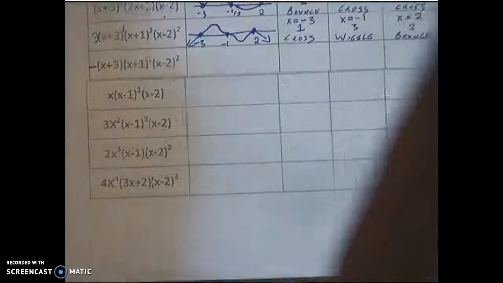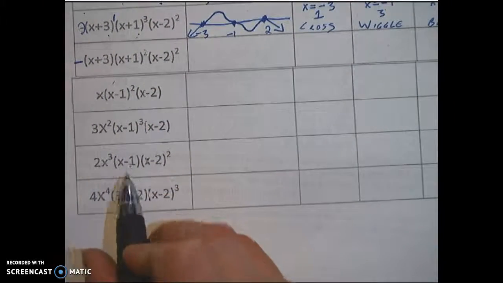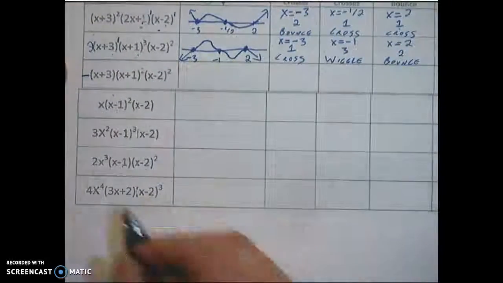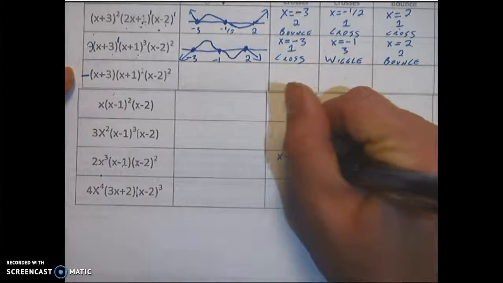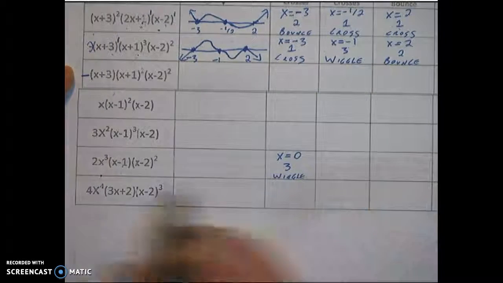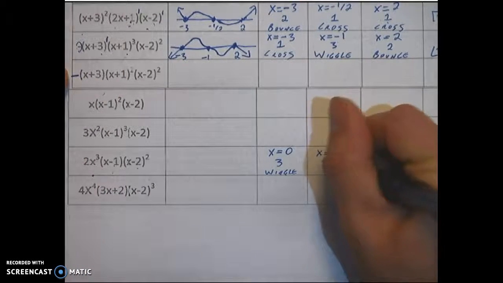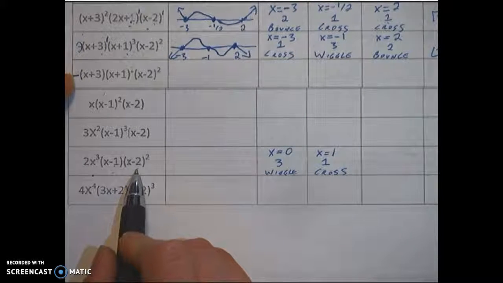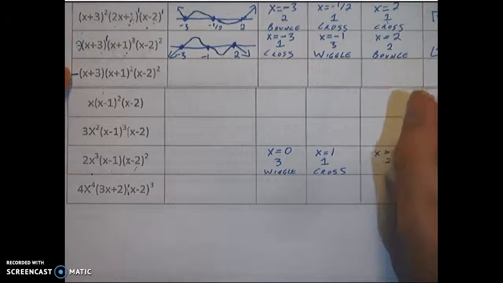I'm looking at this one right here: 2x to the third times x minus 1 times x minus 2 squared. Well, if you set 2x to the third equal to 0, you would have x equals 0 with a multiplicity of 3, which means it's going to wiggle. Set x minus 1 equal to 0, and you're going to have x equals 1, the multiplicity of 1, and that means it's going to cross. Finally, you've got x minus 2 squared equals 0. You're going to end up with x equals 2, the multiplicity of 2, which means it's going to bounce.